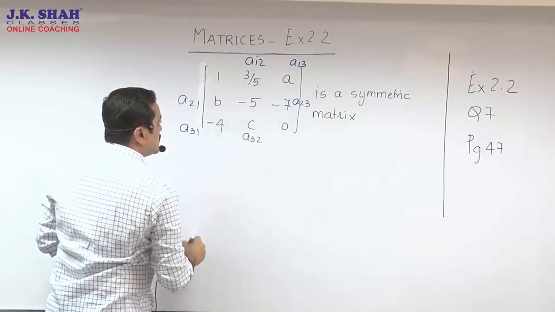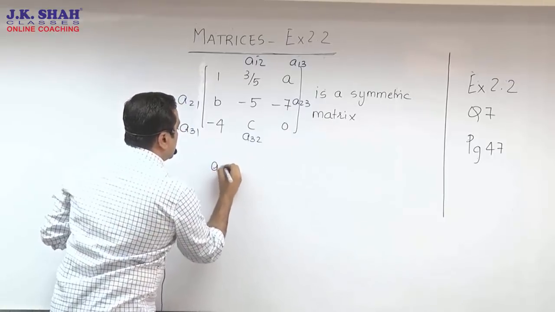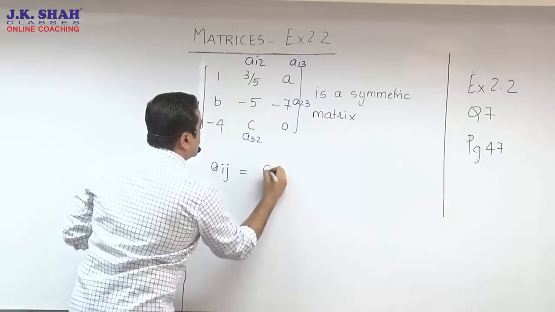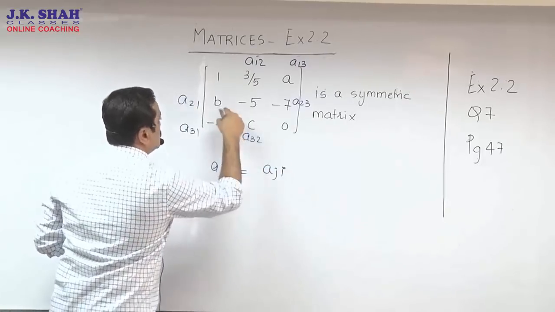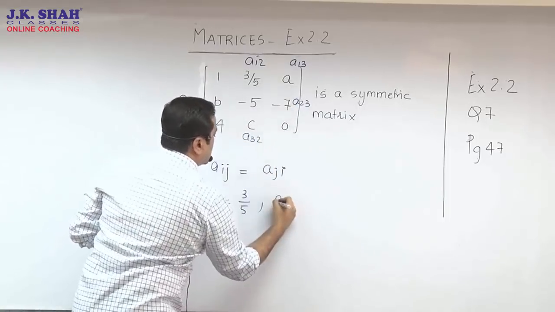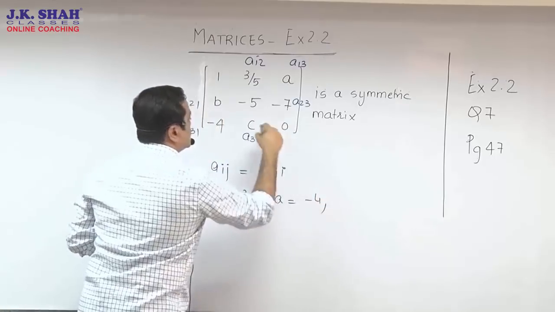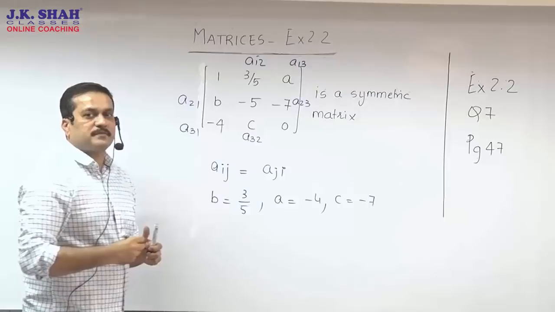So in our solution we do write, since the matrix is a symmetric matrix, Aij has to be equal to Aji, and therefore my B has to be 3 by 5, A has to be minus 4, and C has to be minus 7. That's all for the solution.